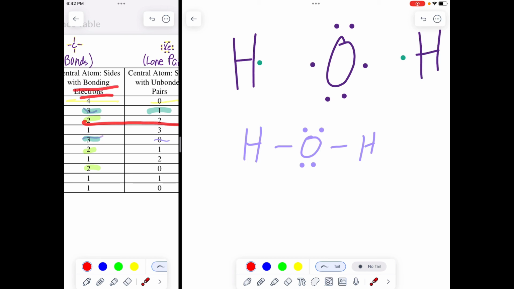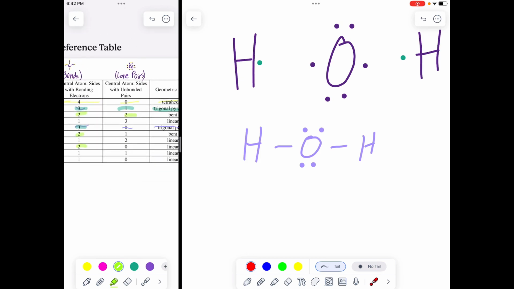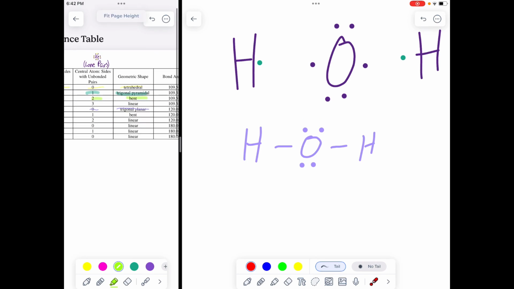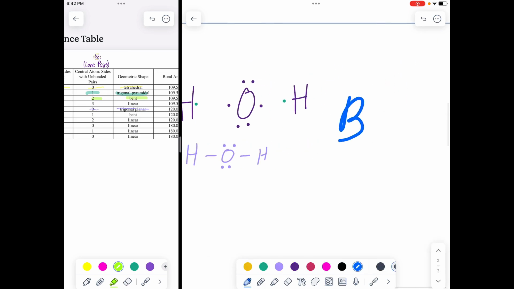2 sides with bonding electrons and 2 sides with unbonded pairs. 2 and 2. Now we see that our VSEPR shape is bent. So our geometric shape is a bent structure. As a result, we can label H2O as bent.